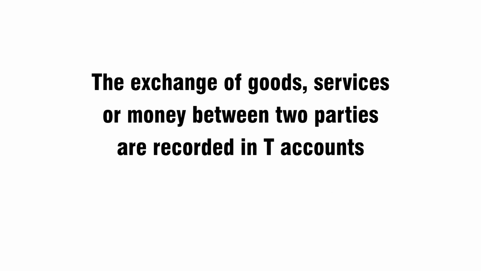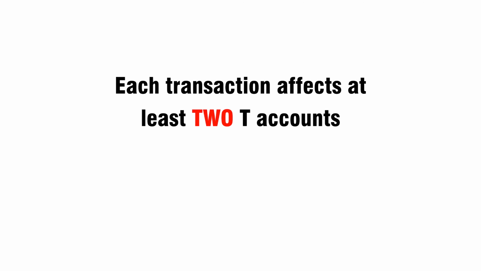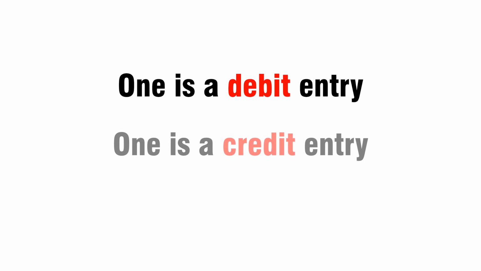The exchange of goods, services, or money between two parties are recorded in T accounts. These business activities are called transactions. Each transaction affects at least two T accounts. One is a debit entry, one is a credit entry.